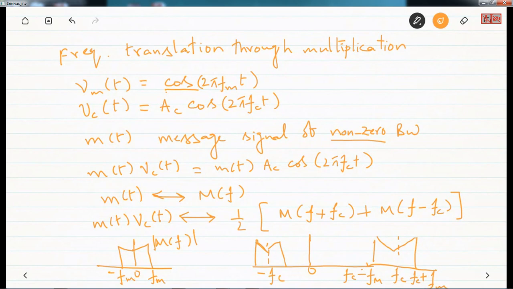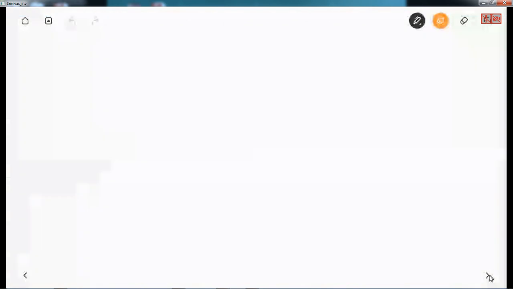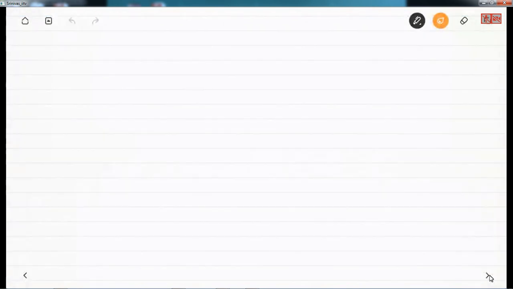So now let's come back to the current class. Today's class we will start with a couple of definitions or new terms which we would like to introduce.